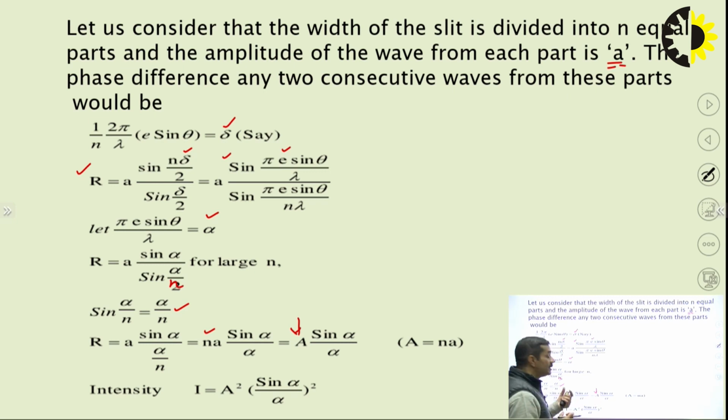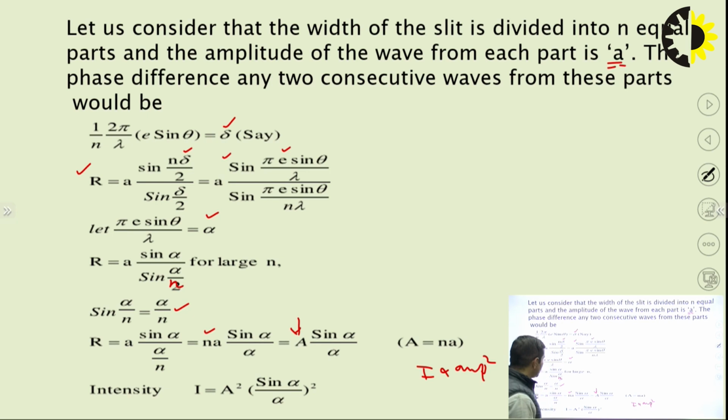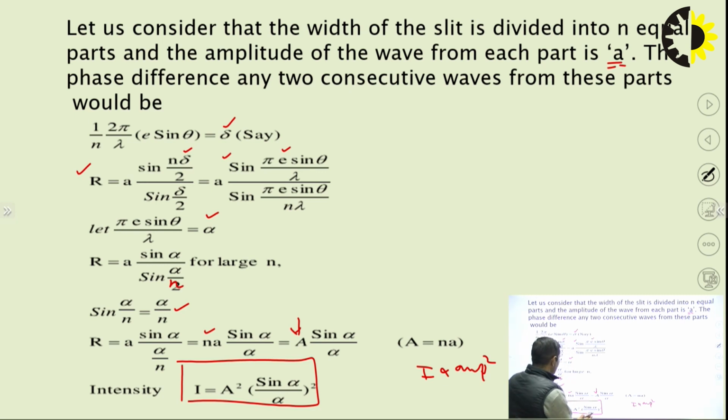Now if you want to find the intensity at point P, we know that intensity is proportional to amplitude square. So intensity will be proportional to A square into sin alpha by alpha whole square. This is the resultant intensity expression due to the single slit. You can see that the intensity on the screen depends upon the value of alpha, and alpha is related to theta, that is, the angle of diffraction.